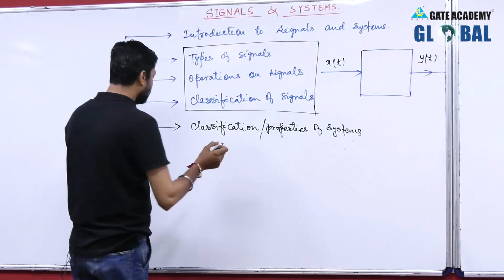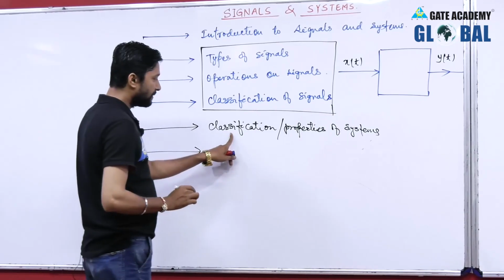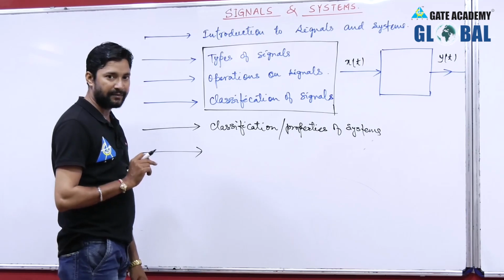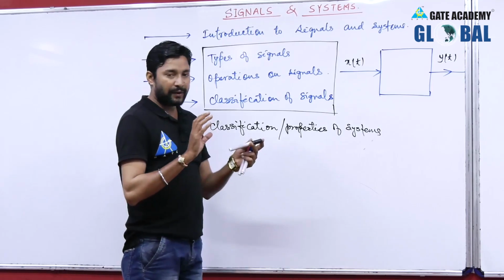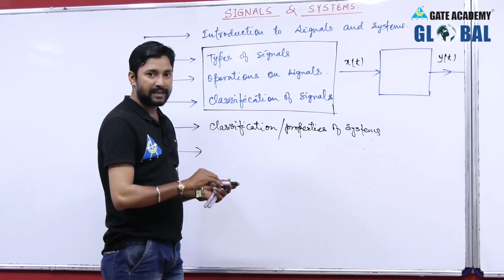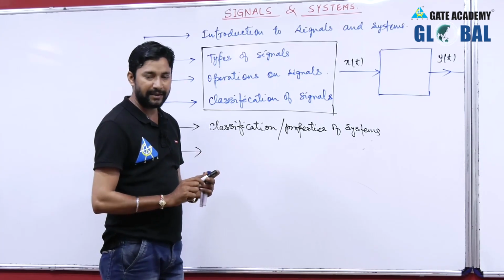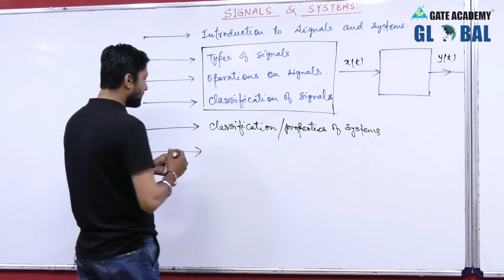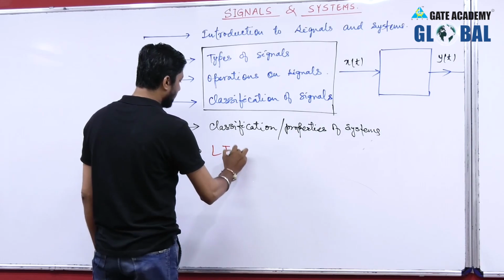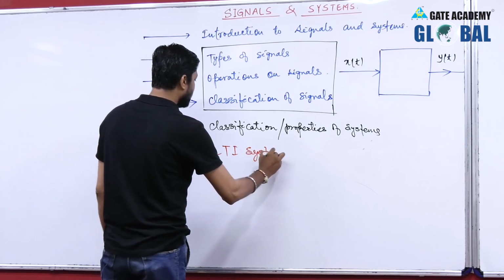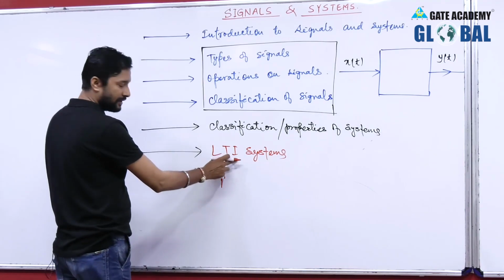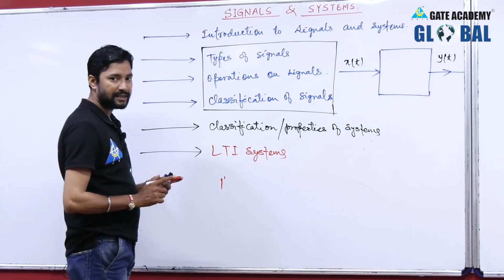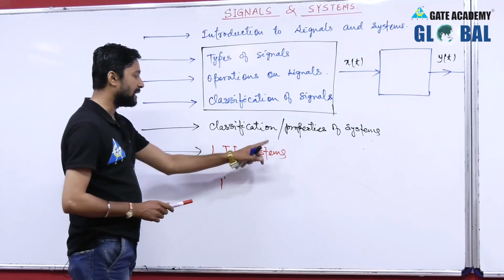After classification, here we will classify systems on two bases, that are linear and non-linear systems, and time variant and invariant systems. Suppose a system follows both of the properties. If a system is linear as well as time invariant, then the system is called a linear time invariant system, and we represent that system symbolically as LTI system. This word LTI stands for linear time invariant system.